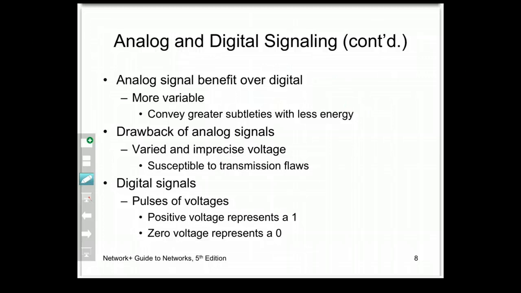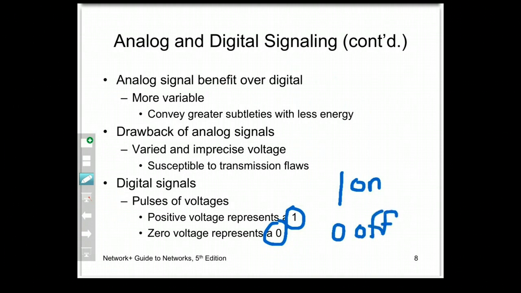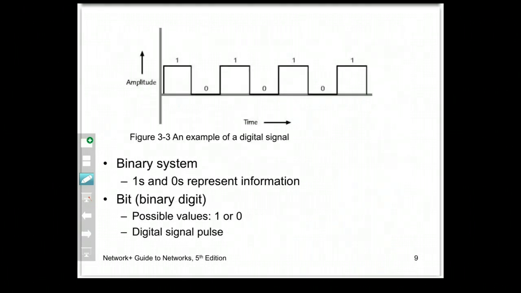Digital signals basically refer to pulses of voltage, and the pulses refer to a binary 0 and 1. Okay? So you've got your 0 and 1 representation. Positive is 1, negative is 0, or 0 is off, 1 is on. Just like a light switch. And so digital is where we're at today in networking.